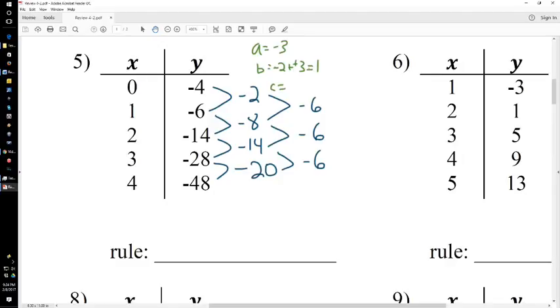And c is your starting point. So when x is 0, y is negative 4. So y equals negative 3x squared plus x minus 4. There you go. Alright, let's do number 6.